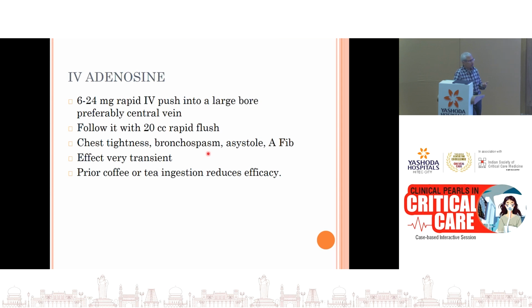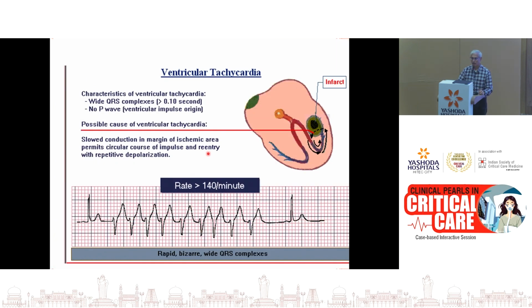So you need to give a rapid IV push followed by a 20cc flush. There can be chest tightness or bronchospasm. There can be transient asystole. There can be AFib precipitated. And if somebody has had a coffee or tea prior to the injection, its efficacy may be reduced. But this is how IV adenosine has to be given.